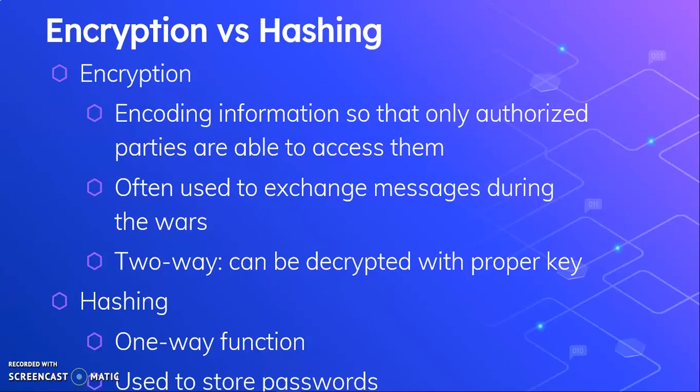Finally, let's say a few words about encryption and hashing. Encryption uses a special algorithm to encode a message so that only the senders and receivers can decrypt them. It is often used during the wars to send and receive sensitive data. However, encryption is a two-way function. With a proper key, an encrypted message can be decrypted back to its original form. Therefore, hashing is used to store passwords instead. Hashing is a one-way function.